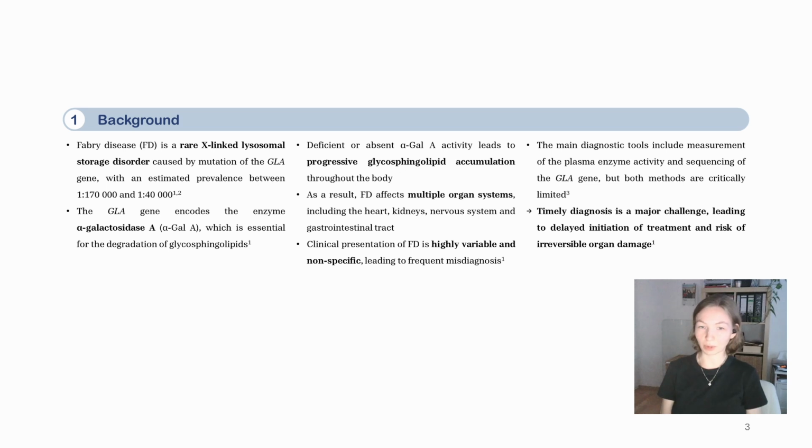Fabry disease is a very rare disease. Its prevalence is estimated to be somewhere between 1 in 170,000 to 1 in 40,000, and it's caused by the mutation of the GLA gene, which encodes for the enzyme alpha-galactosidase A, which is responsible for the degradation of a group of molecules called glycosphingolipids. So you can imagine that if this enzyme is mutated in a way that reduces its enzymatic activity, these glycosphingolipids cannot be degraded anymore, and so they accumulate basically everywhere in the body.